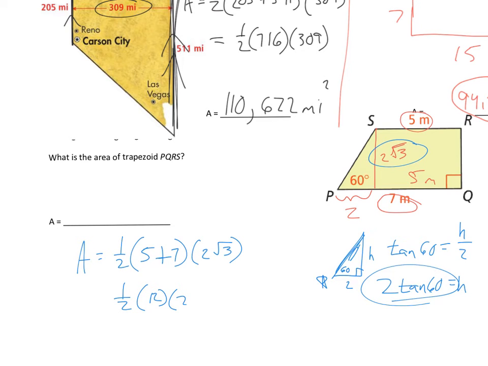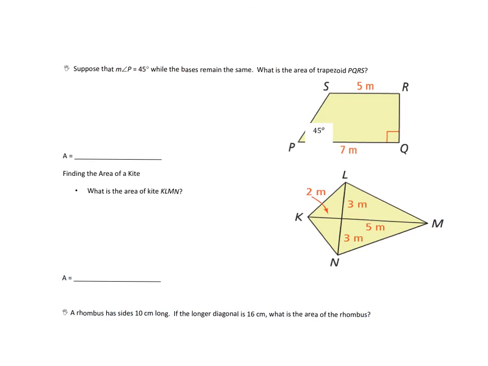1/2 times 12 times 2 radical 3 is going to be 12 radical 3, or 20.78 square meters. On the back, we look at another one here. I just used the same bases, but I changed the angle. Let's say it's 45 degrees. Okay, well, if that was a 45 degree angle, it means that those are congruent.